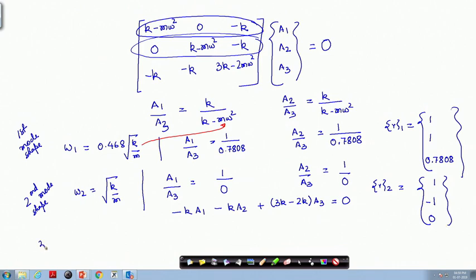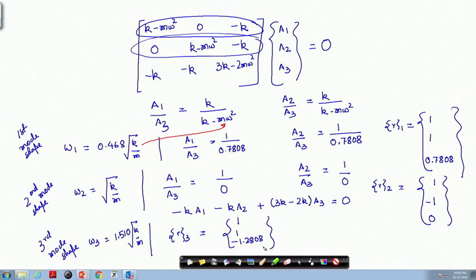Now, similarly, if we try to find out the third mode shape and simply plug in the value of omega 3 equals 1.510 root over k by m into the above equation, we will see that R3 is going to be 1, 1 and minus 1.2808. Okay. So, these are the three mode shapes that we have got corresponding to the system given.